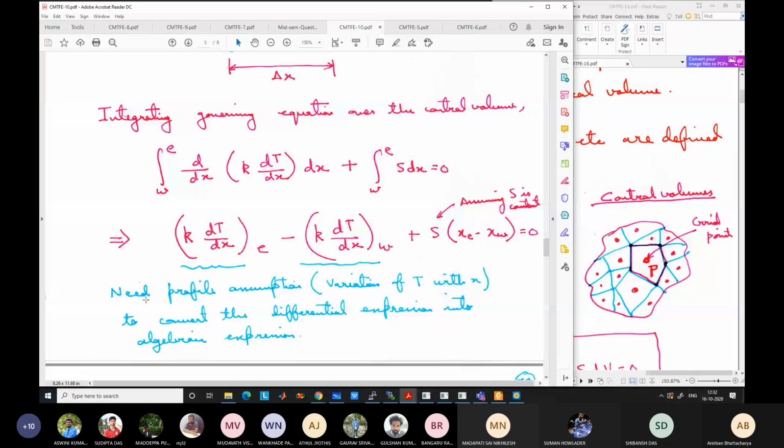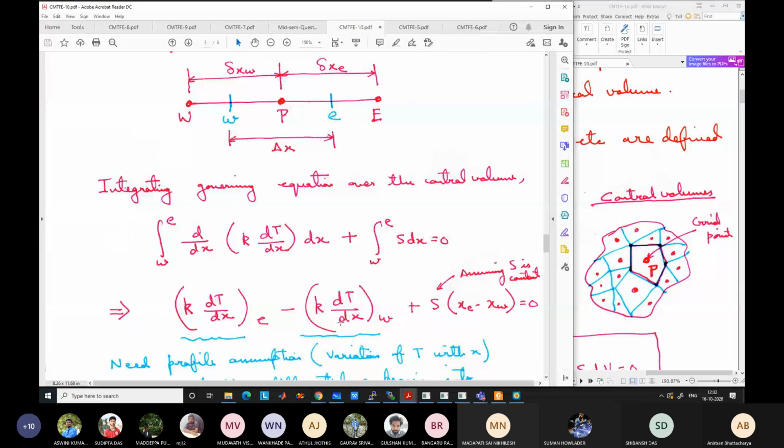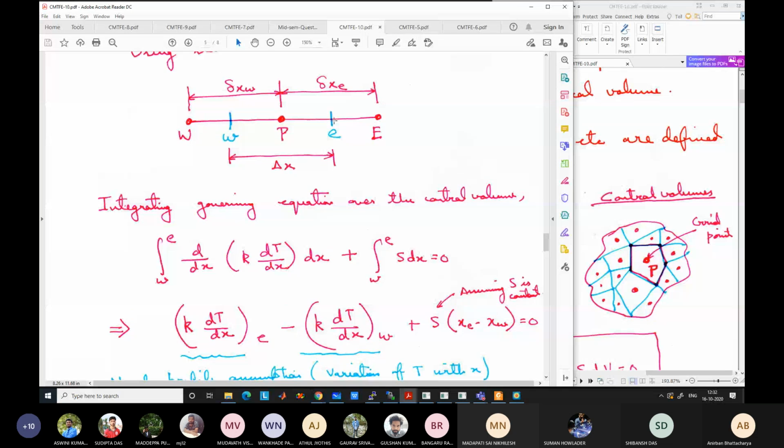Now, calculating this k dT/dx at east and west poses a problem because we don't know the value of k dT/dx at east. Basically, we don't know the value of dT/dx at east and dT/dx at west. So what is to be done in that case?